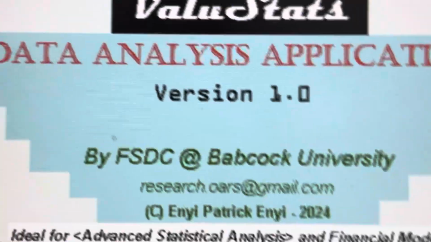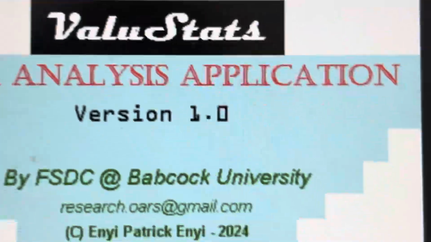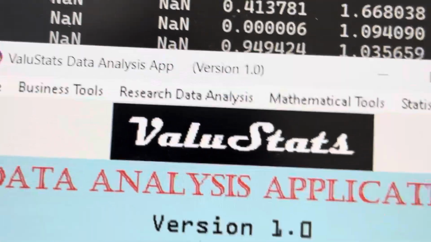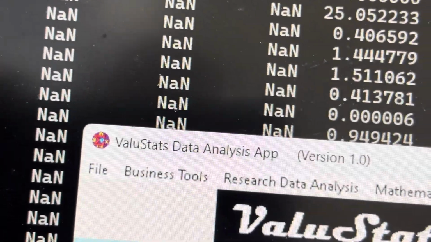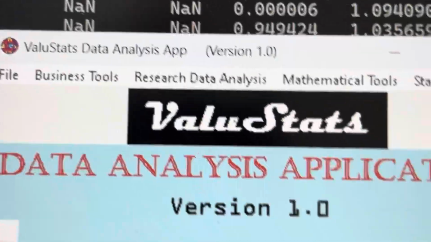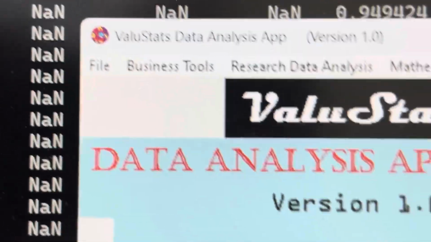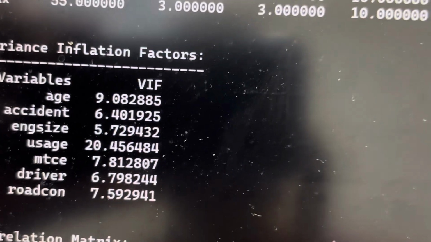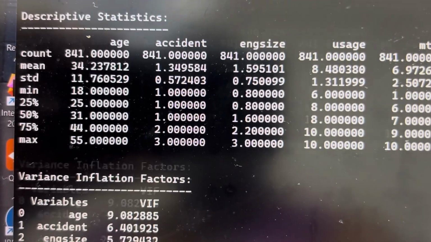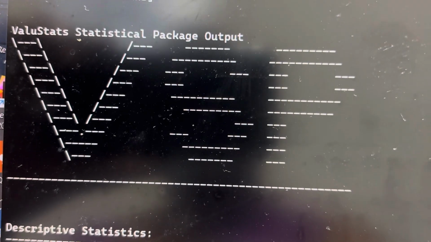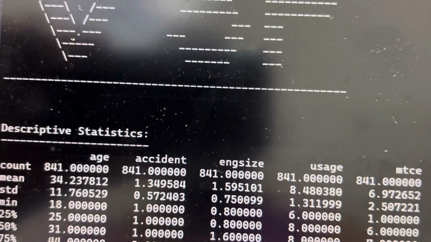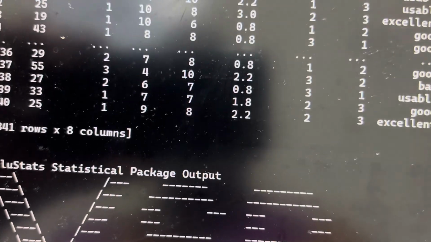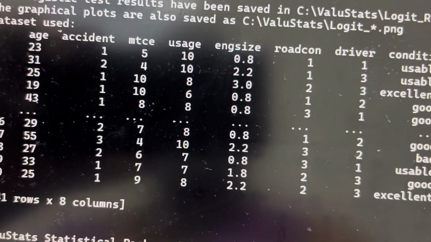It has finished processing. This one does not produce graphs for now because, as a matter of fact, it gives more comparative information than the Logit. Now let's see what it's all about. Here is where it starts. Then here it goes to the descriptive statistics. By the way, it also shows the datasets used.